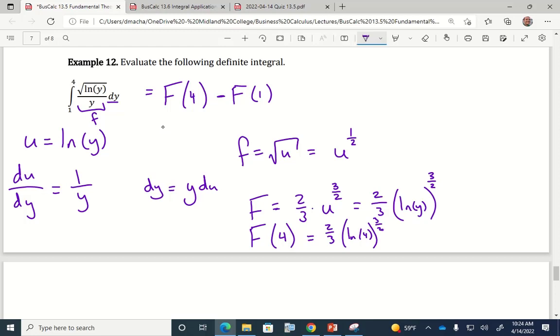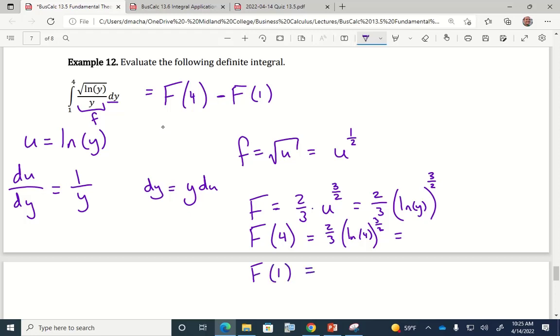And you would have to plug this into your calculator. On an exam you'll have that little TI-30 in front of you. So you would first plug in natural log of 4, and then take that number and raise it to the power 1.5, or 3 halves. And then you'd multiply whatever you get by 2/3, and that would give you some number. And then you plug in 1.